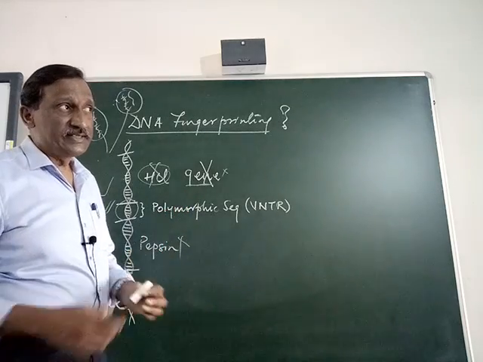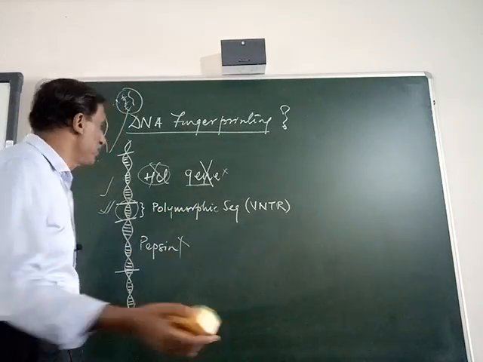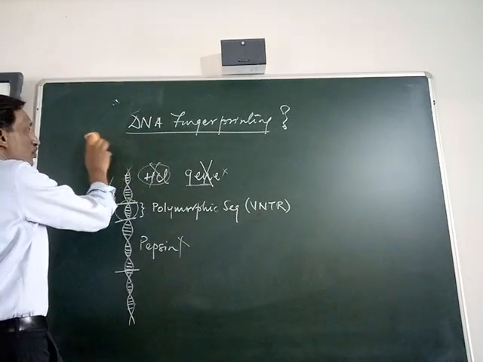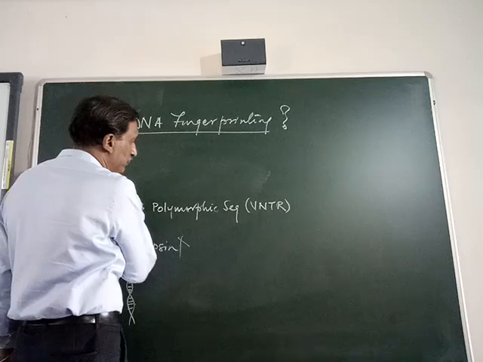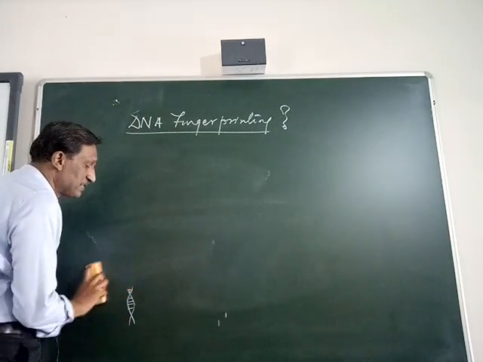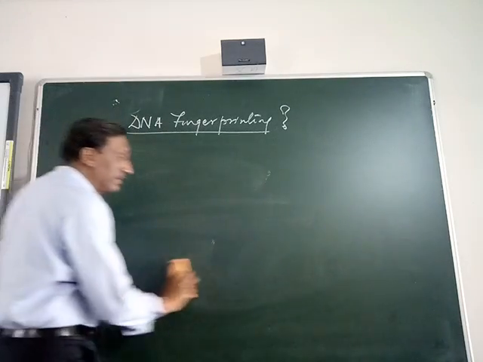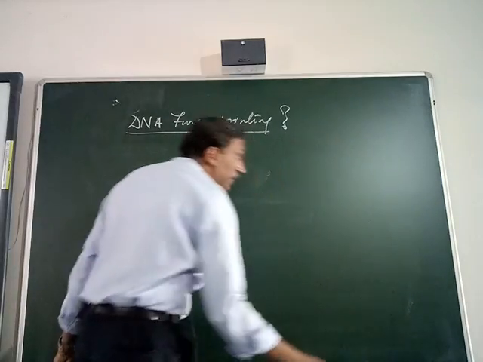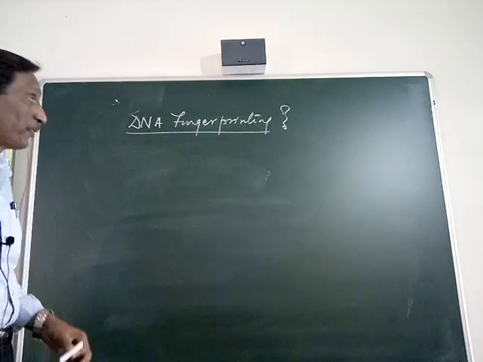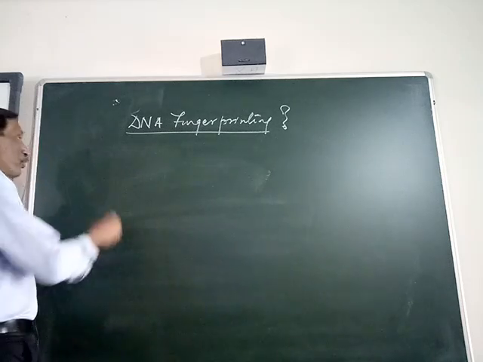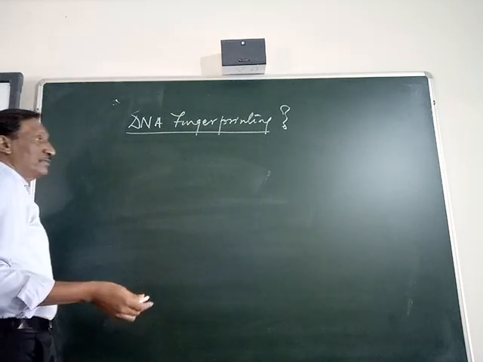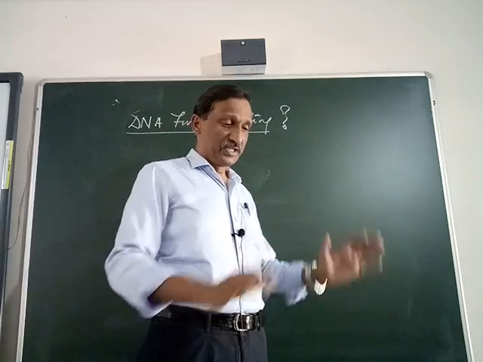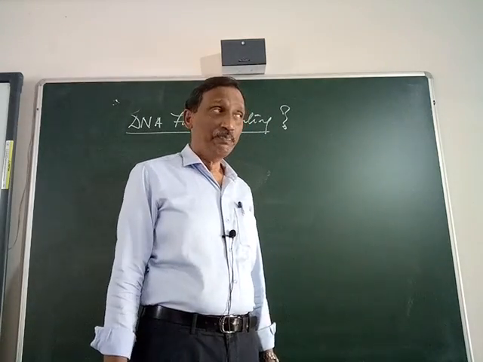Okay. So I think it is clear to you what segments we are using for DNA fingerprinting. Unlike in fingerprinting, where we use only the finger lines, here we are not using the finger lines, but we are using the VNTR which are found in a chromosome. Suppose there is a crime. Suppose some crime took place.